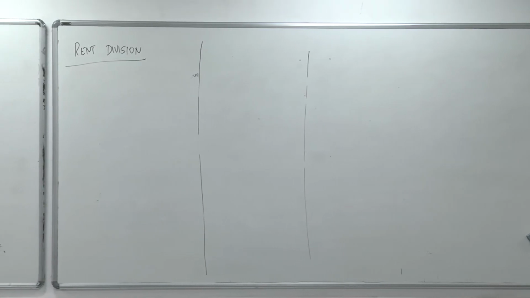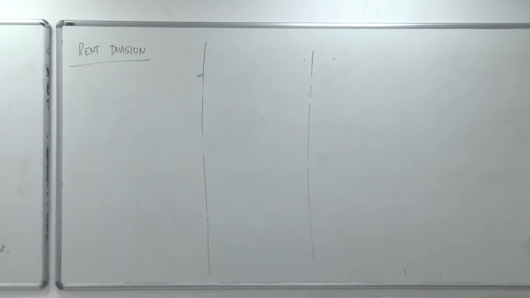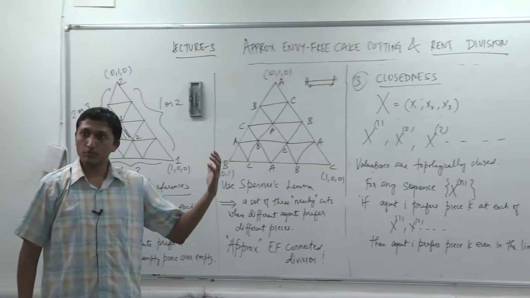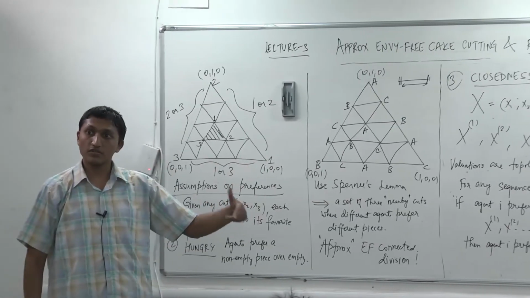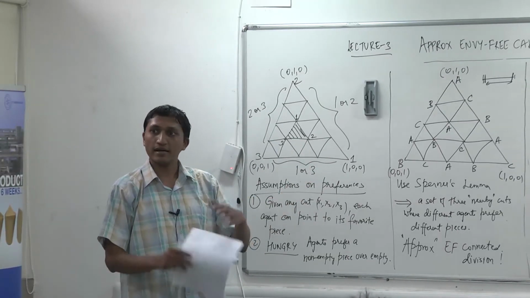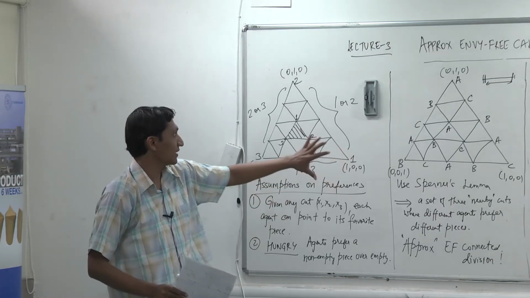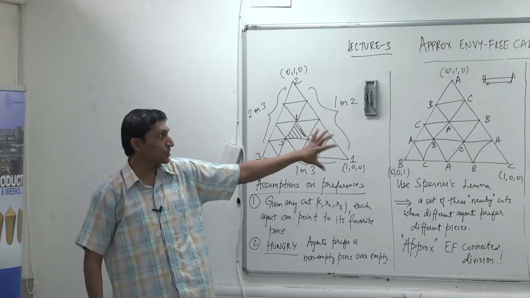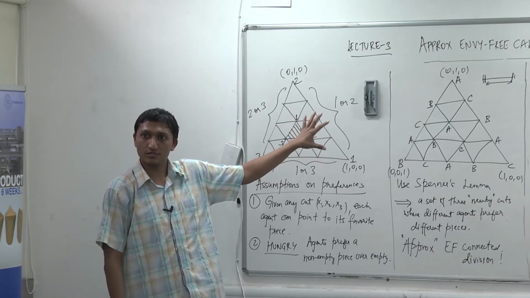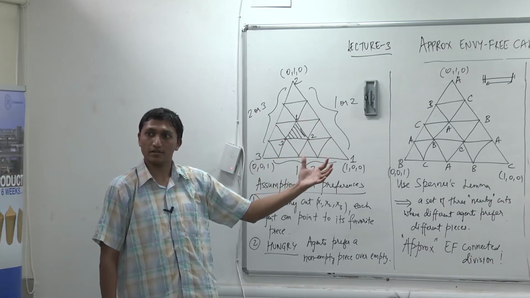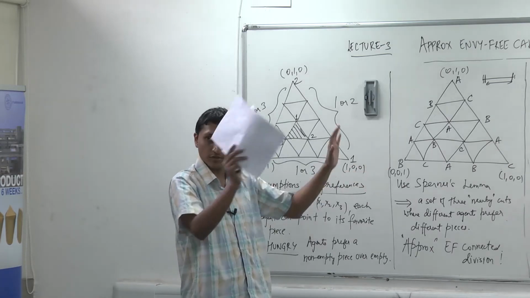Oh, and by the way, there's something I did not mention. Sperner's lemma, the way I proved it, was only for triangles, but there are higher dimensional versions of Sperner's lemma as well. So it holds in any dimension, and because of that, you can use it for any number of agents in the context of envy-free cake cutting. Everything I say holds for any number of agents.